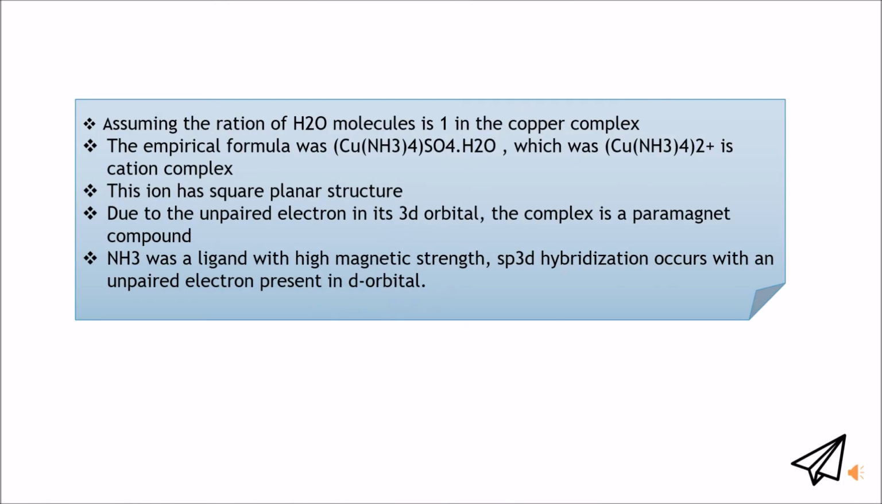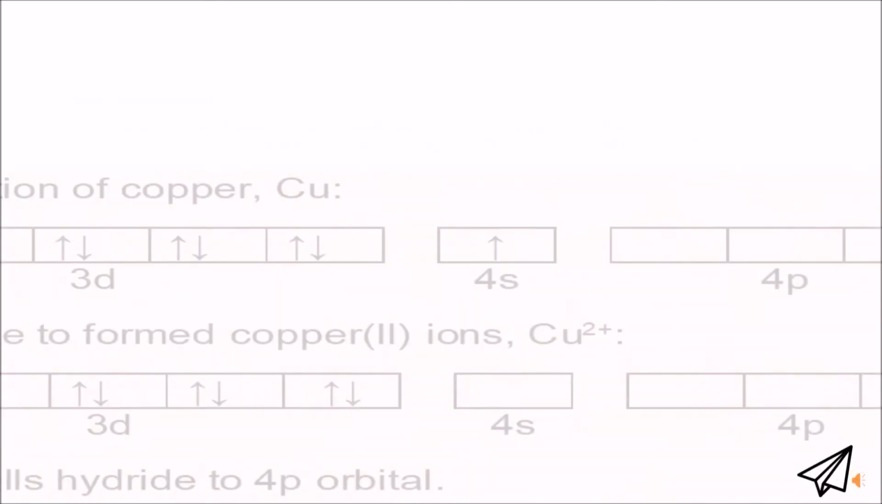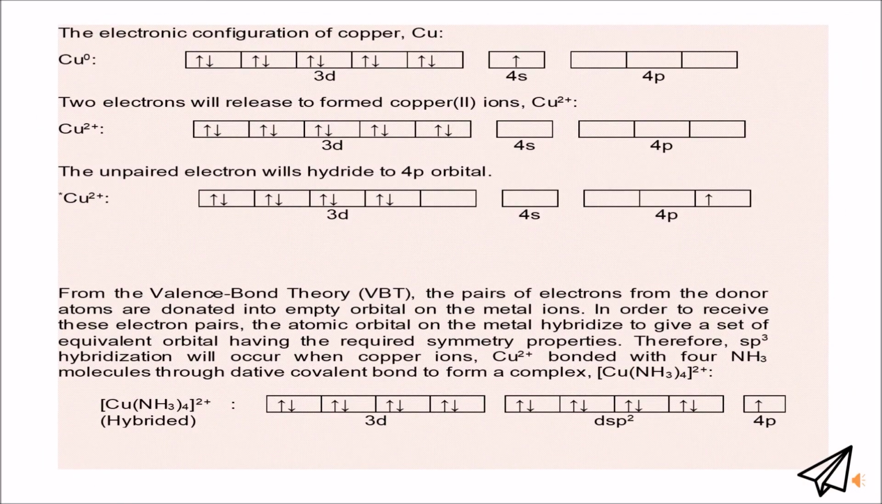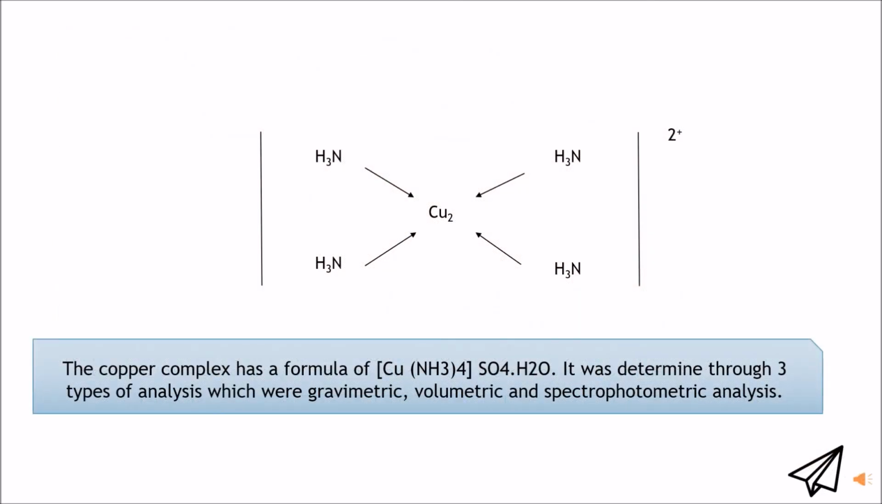By assuming the ratio of H2O molecule is 1 in the copper complex, the empirical formula was Cu(NH3)4 2+, which is a cation complex. This ion has a square planar structure, with one unpaired electron in its 3d orbital. The complex is a paramagnetic compound. The electron configuration of copper is shown below. Thus, the copper complex has a shape of square planar.